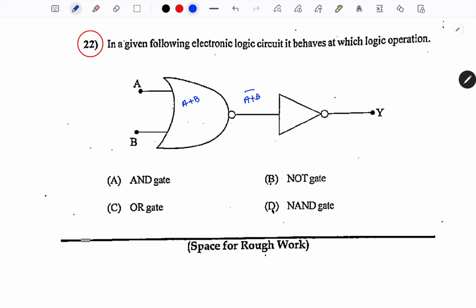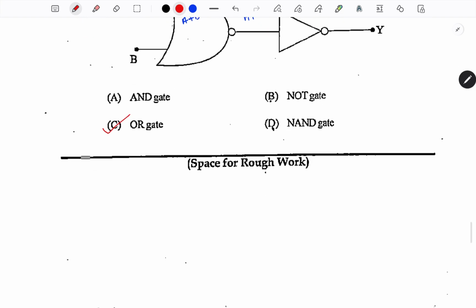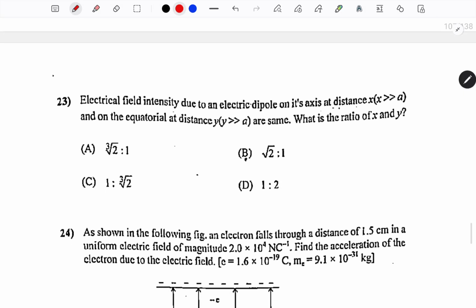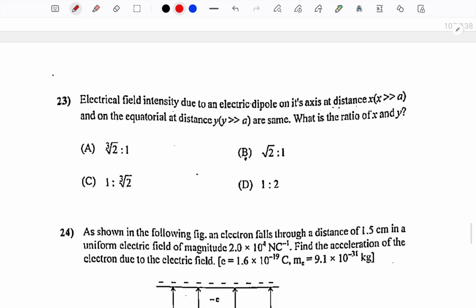But I am saying that you don't have to write any truth table or anything. This question will be solved directly. See here it is NOR gate. NOR gate means OR gate plus NOT gate, and again further moving it is NOT gate. So here this time it is 2 NOT gates and NOT gates cancel. Answer is only OR gate, so option C. Sometimes questions are asked in this manner also, which makes our effort easy.